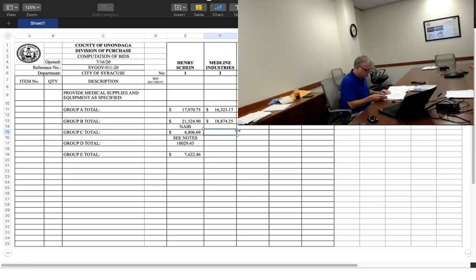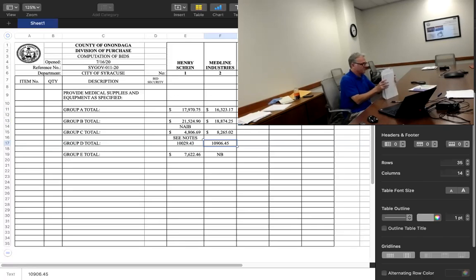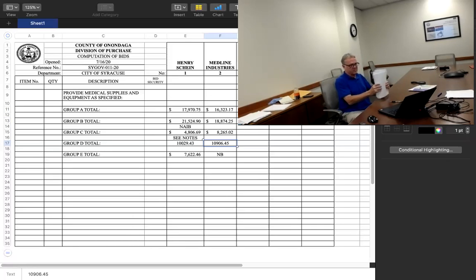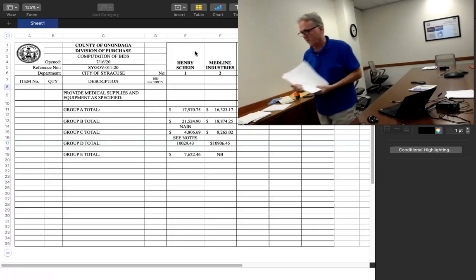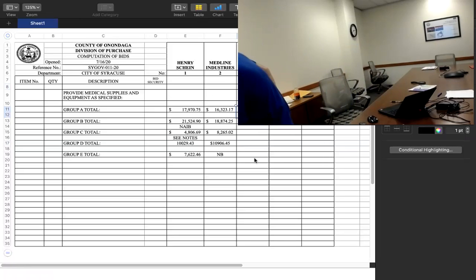Group C is $8,265.02. Group D, $10,906.45. And Group E is no bid.